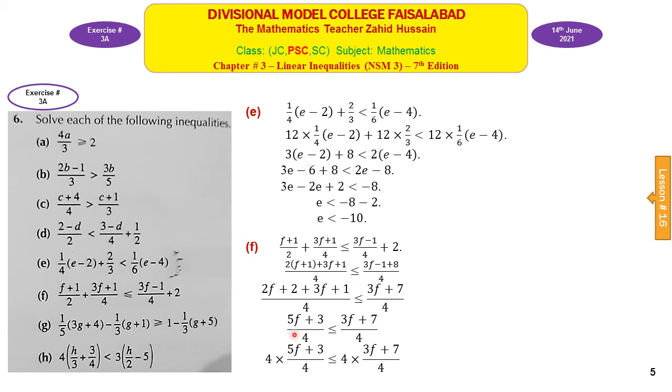Multiply each side with 4 or cross multiply, or you can cancel this 4 with this 4 and you will get 5f plus 3 and 3f plus 7, or 5f plus 3 less than or equal to 3f plus 7. Collecting terms with f on the left hand side and without f on the right hand side, we get 2f is less than or equal to 4. Divide both sides by 2, and we will get f is less than or equal to 2.